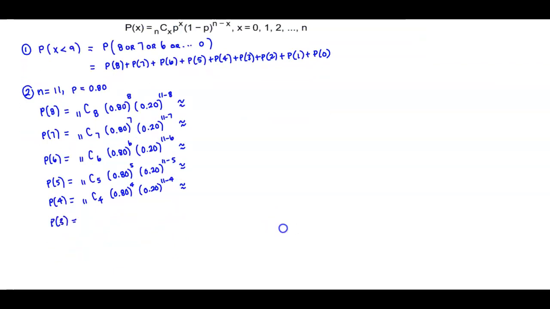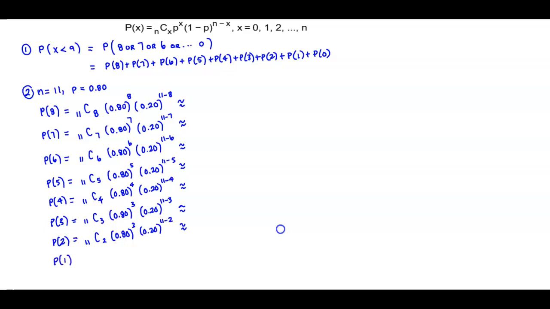Probability of 3, which is 11 combination 3, 0.80 to the power of 3 times 0.20 to 11 minus 3. Probability of 2, which is 11 combination 2, times 0.80 to the power of 2, times 0.20 to the power of 11 minus 2.